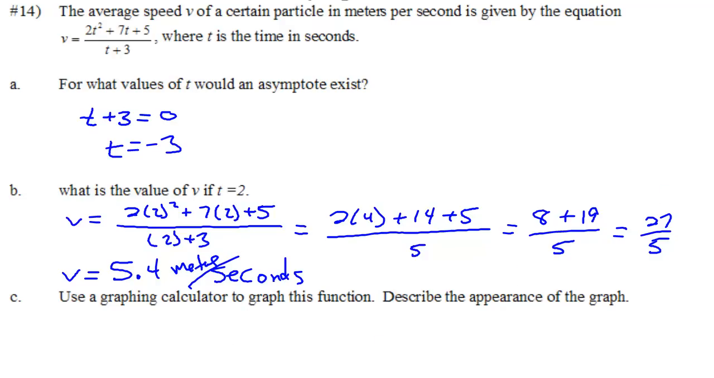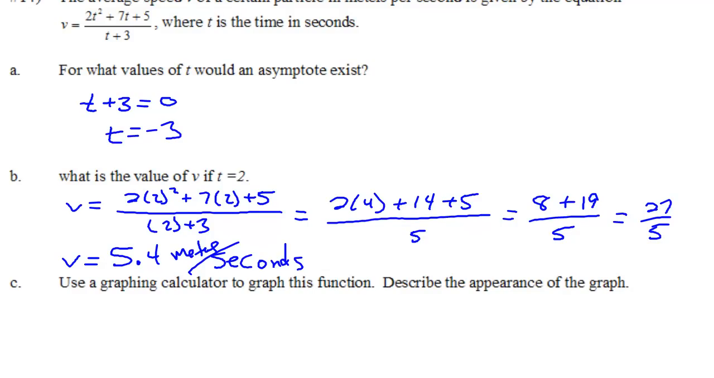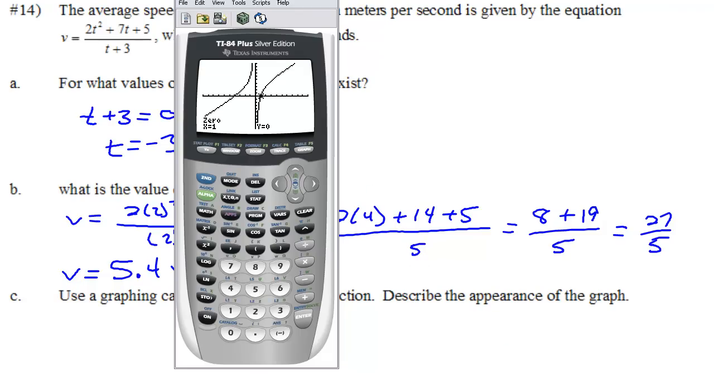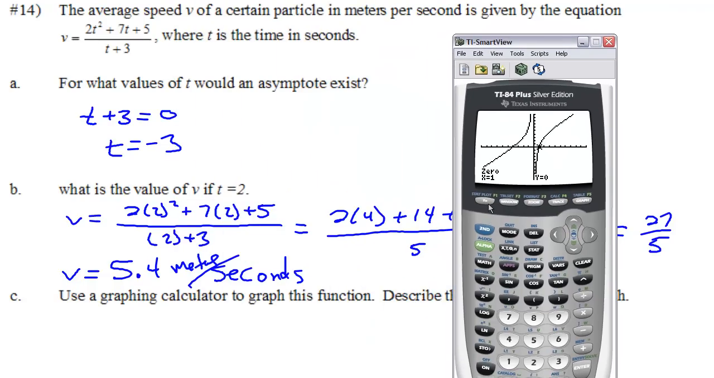Part C, use a graphing calculator to graph this function. Describe the appearance. Well, let's do that. My numerator, I have 2x squared plus 7x plus 5. This problem used t's. We're using x's. It makes no difference. Denominator is more than one term. It's got to be in parentheses. X plus 3. Hit graph.